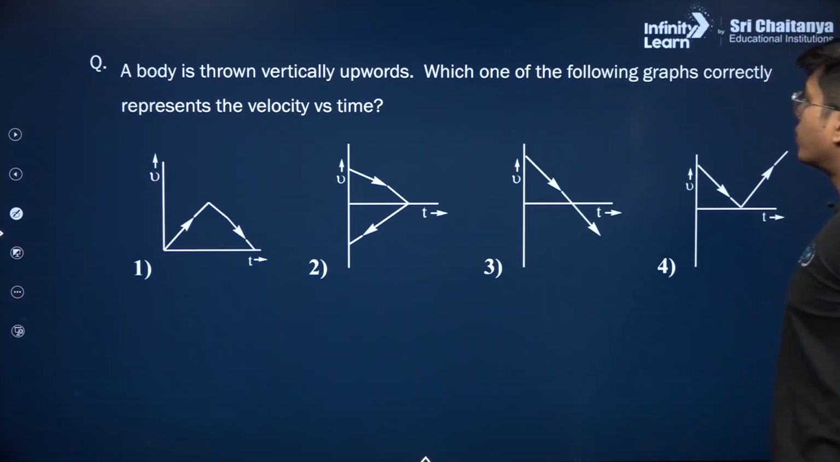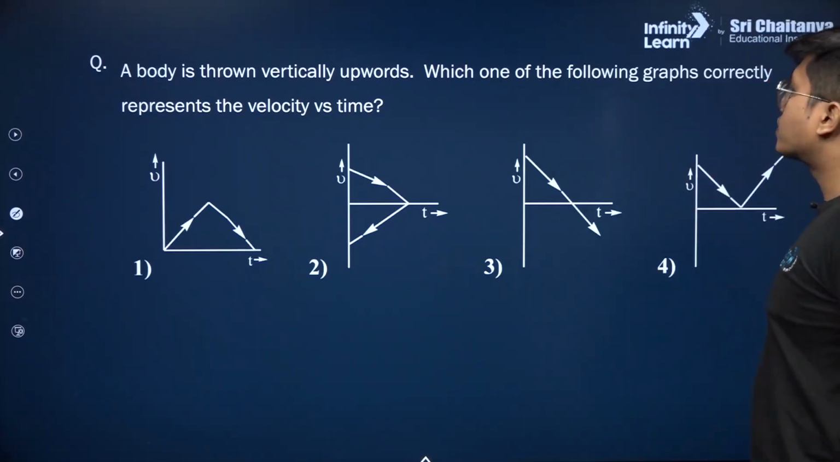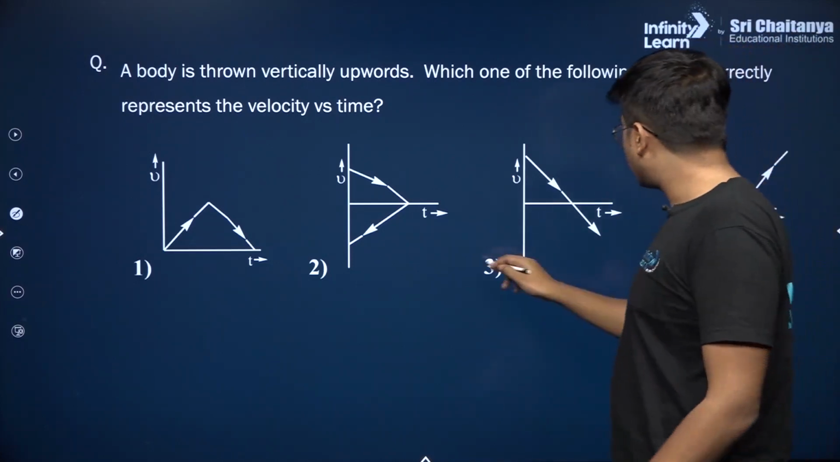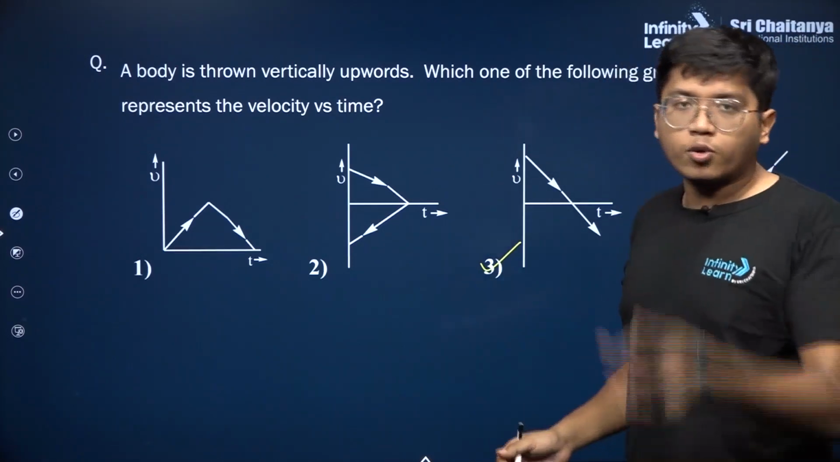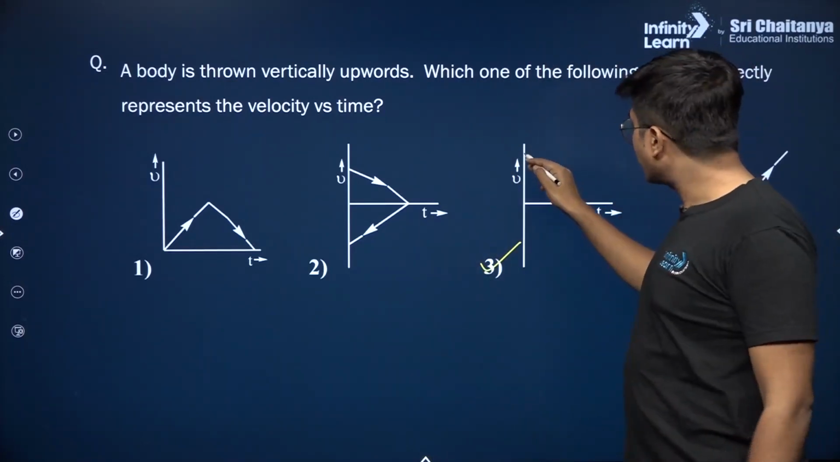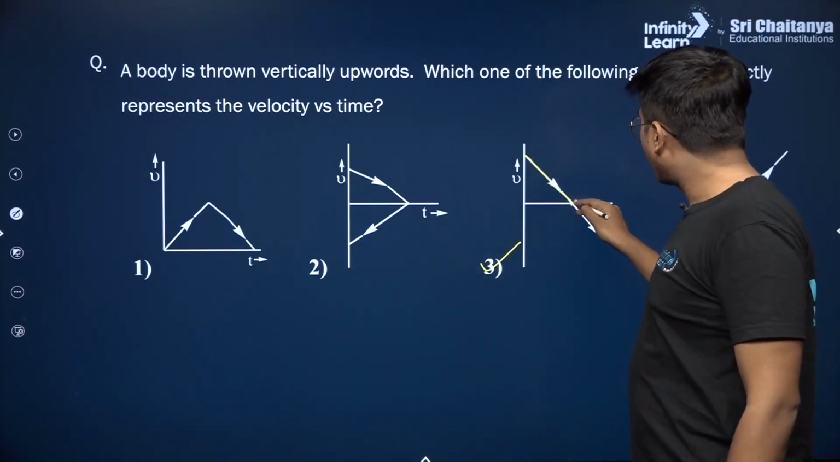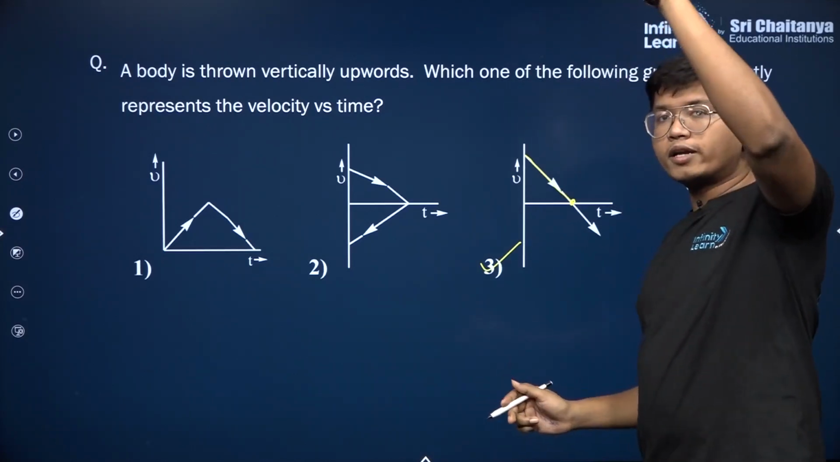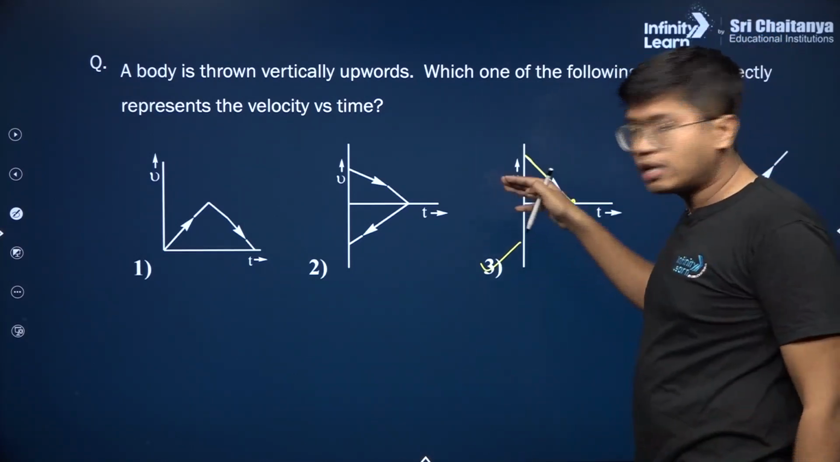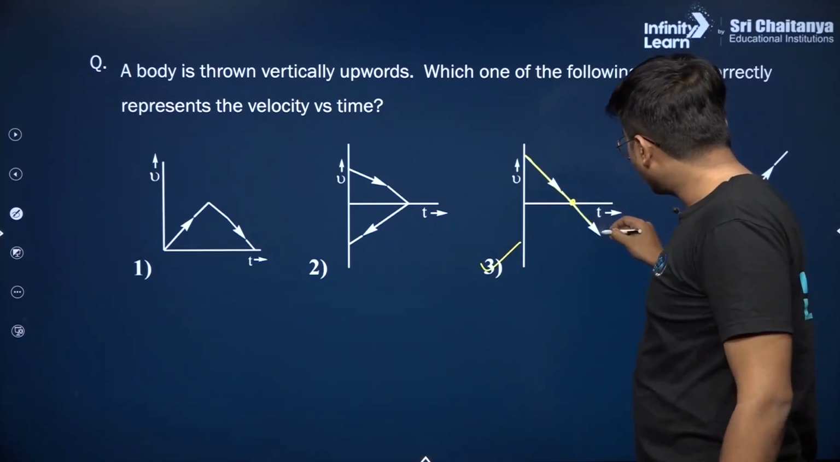Next one, a body is thrown vertically upwards. Which of the following graphs correctly represents velocity versus time? This is a very standard graph. We know it's this, because when you throw it up, the speed eventually decreases. That is what's happening. The speed decreases. This is the point where it has hit the topmost point, after which its velocity increases, the magnitude increases, but it's in the negative direction. So it moves down over here.